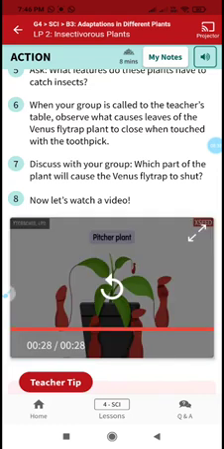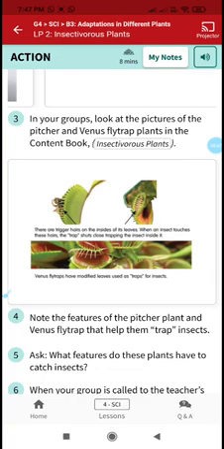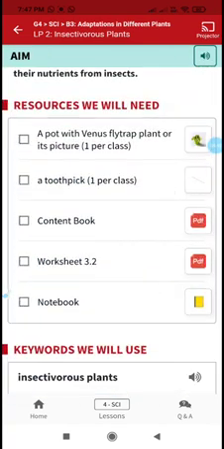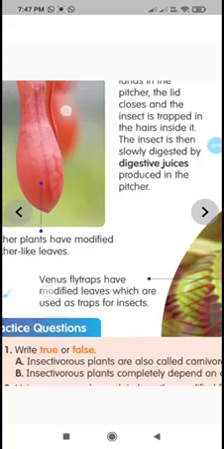Understood? So you learnt about Venus flytrap, how these modified hair-like structures are triggered by the insect when it comes near the leaf. Now we will see another insectivorous plant, that is pitcher plant. How pitcher plant is able to trap the insect, we'll see now.